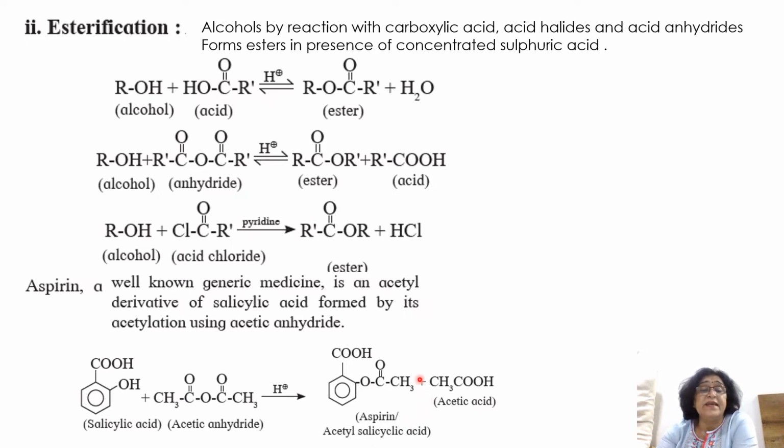This acetyl salicylic acid is aspirin, and it is actually the medicine to relieve pain. Okay, so it's a painkiller. So aspirin is prepared by this method. So salicylic acid, when reacted with acetic anhydride in the presence of the acid, acetyl salicylic acid is formed along with the acetic acid.